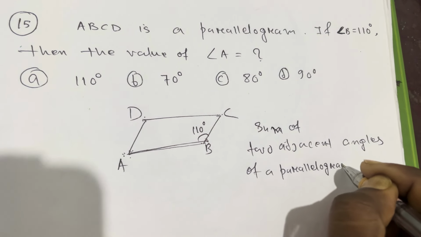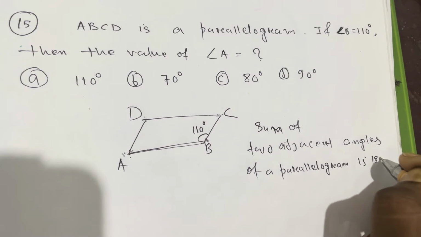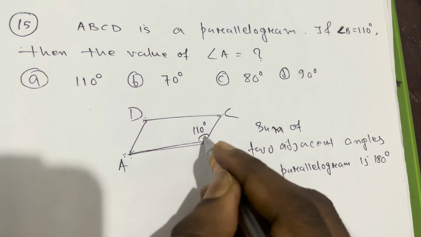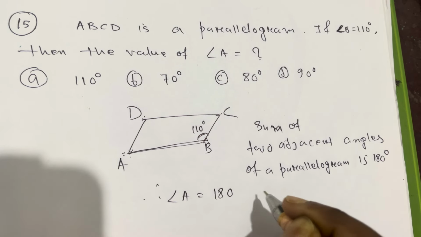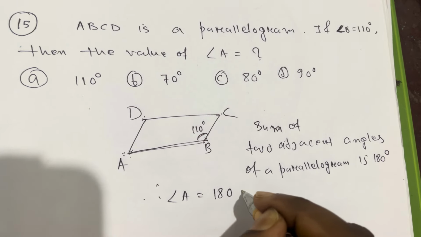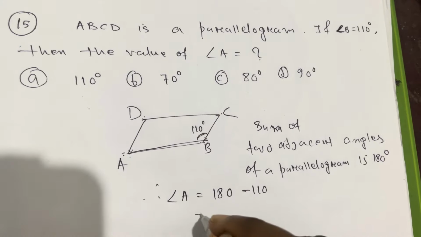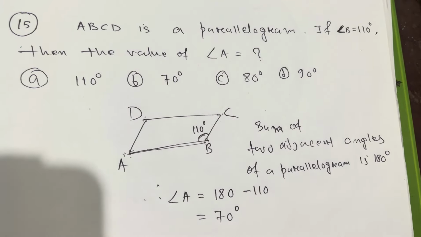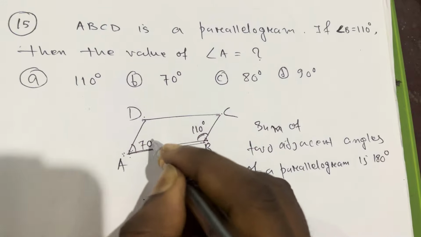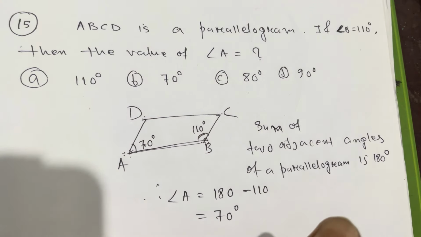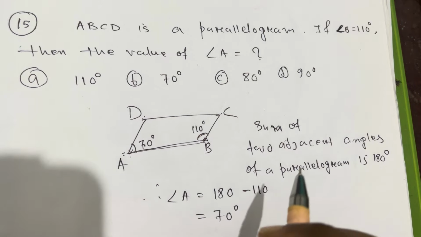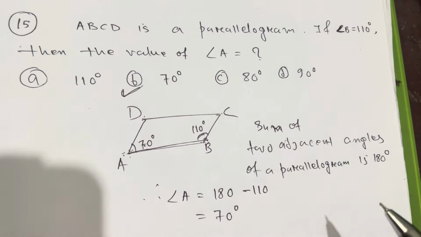The sum of two adjacent angles of a parallelogram is what? 180 degrees. Because of this concept, we can find the value of angle A. Therefore, angle A is equal to what? For finding angle A, we will subtract 110 from 180. So the answer will be 70. So angle A will be 70 degrees, because this plus this will always get 180 degrees. So answer B is correct.